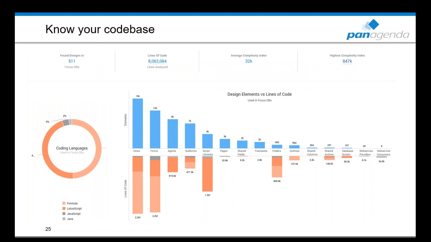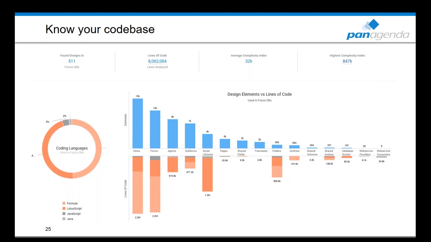So we investigate all applications. We cut down the applications into small bits and pieces, and the smallest piece is a line of code, and the line of code comes from a code block, and the code block is part of a design element, and that's what you usually know. You're coming from views, forms, agents, subforms, or whatever.